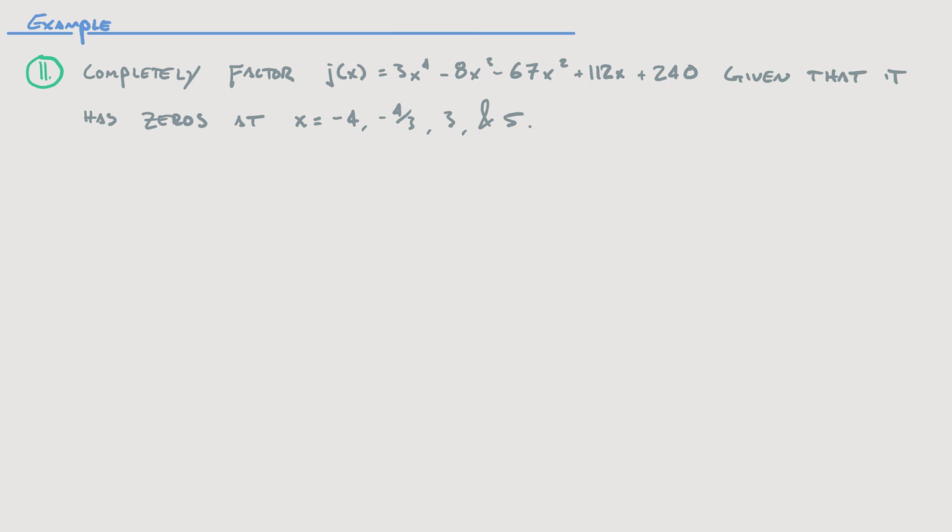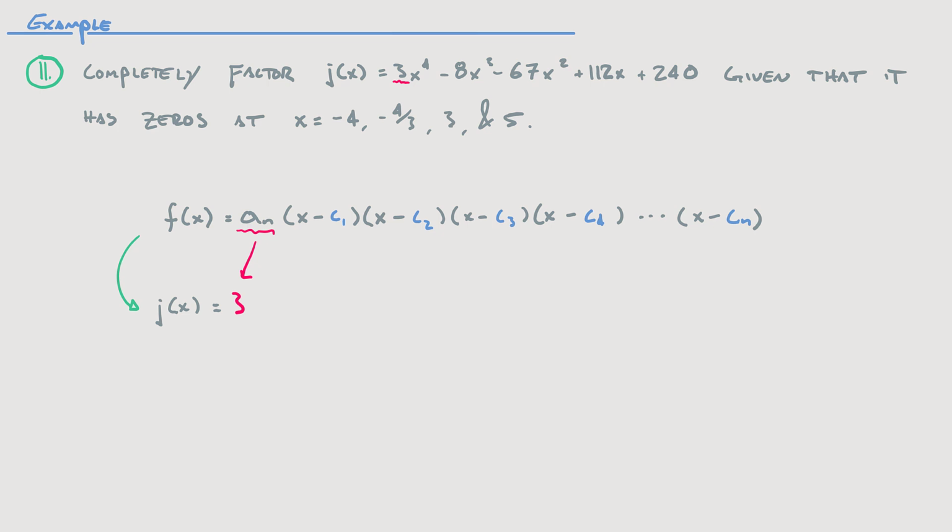Completely factor j of x, which is this quartic function, given that it has zeros at -4, -4/3, 3, and 5. So in this example, we know what the zeros are for this. Okay, so here's complete factored form. Our function is called j of x, so we should rewrite this as j of x, but we're going to start with the leading coefficient, which you can actually see what it is in the standard form. It's 3. So we'll say j of x is equal to 3.